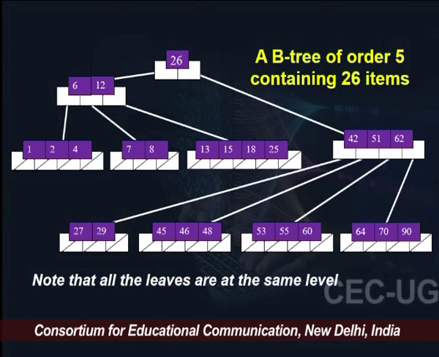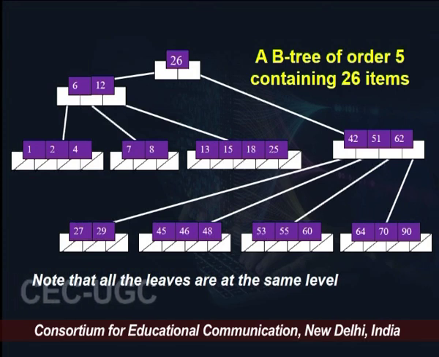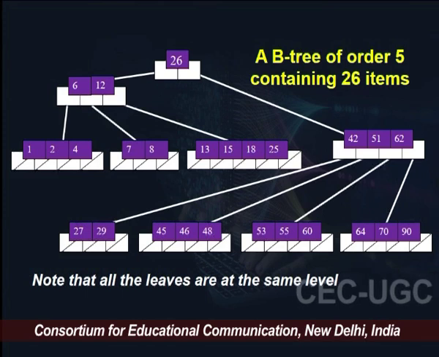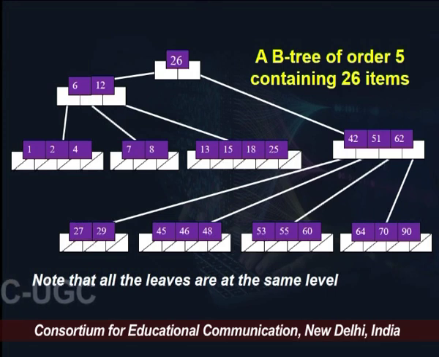If you expand this particular tree, it is going to hold many more items. Now, with order 5, the order of this tree is 5 and it contains 26 items. Imagine a binary search tree storing 26 items: how many levels is it going to occupy?